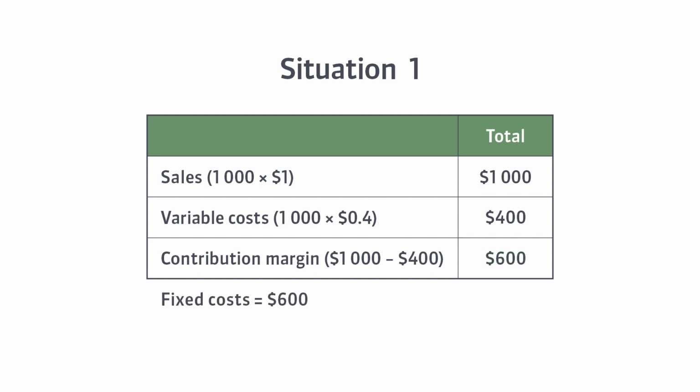Now let's assume our fixed costs are $600. We can compare the calculated contribution margin to the fixed costs now. In this case, they are exactly the same. We can therefore say that the contribution margin fully covers the fixed costs. This is very important information. Remember it, because we will need it later.